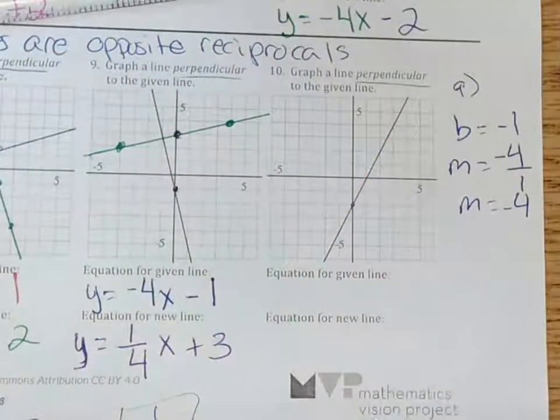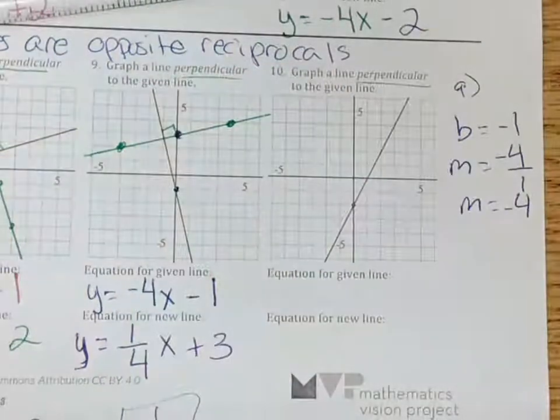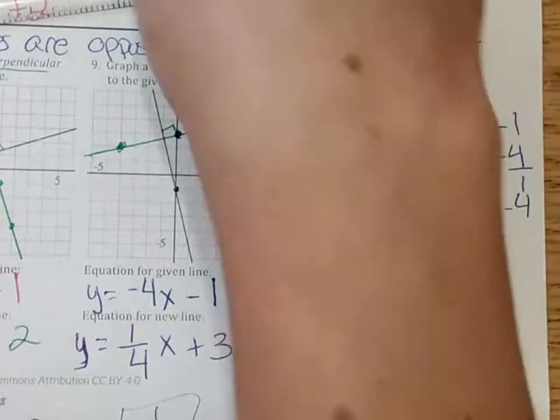Like that. Okay, and then these make a right angle. They are perpendicular to each other. They make a right angle. All right, try number 10 on your own.